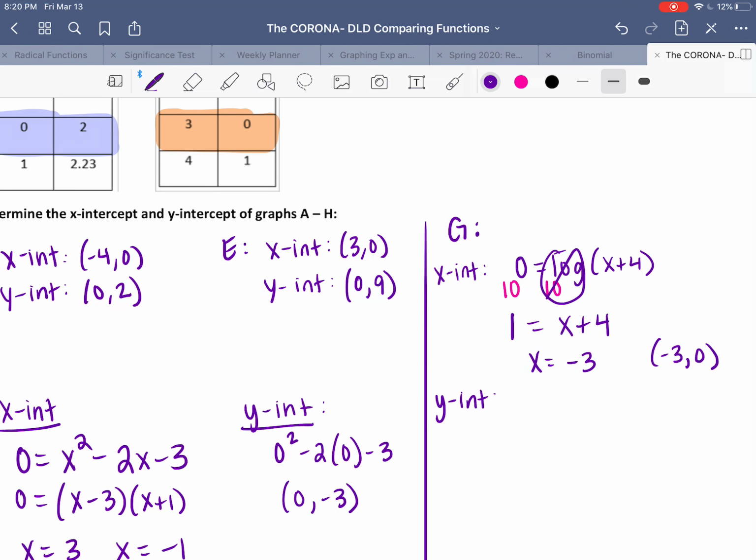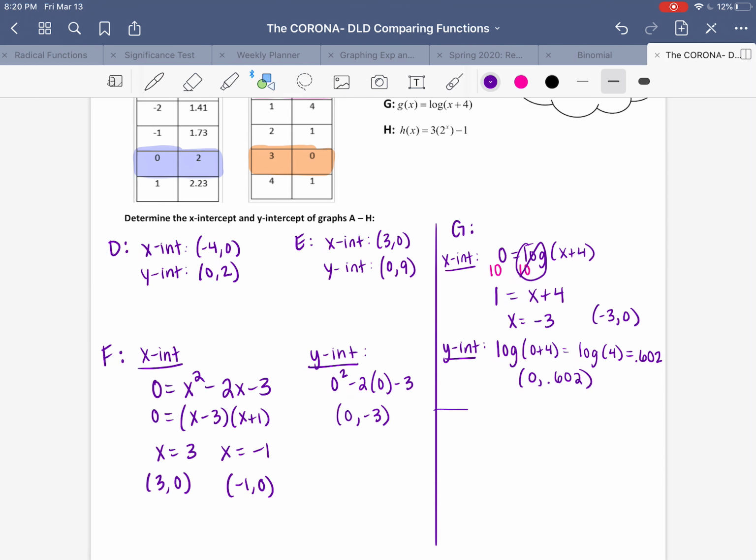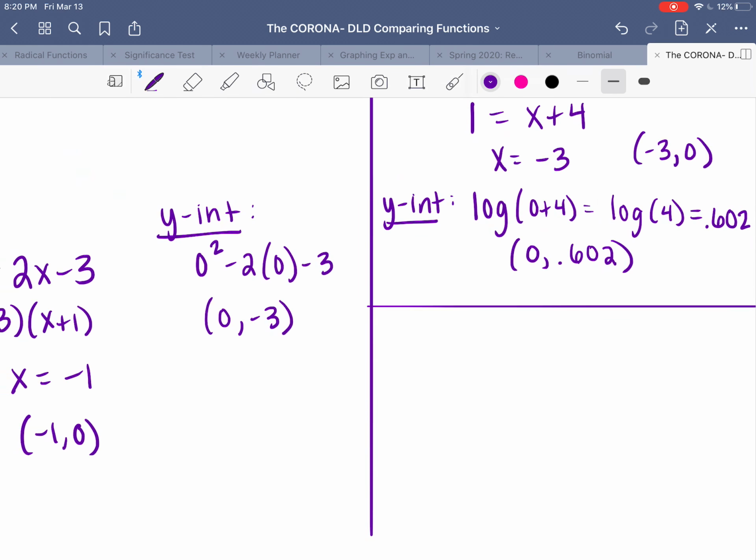Our y-intercept, we're going to plug in 0. So we're going to have log of (0 + 4), which we can type in our calculators. And when we do that, we're going to get 0.602. So our y-intercept is going to be (0, 0.602). And for our last one, for graph H, for our x-intercept, we're going to set our function equal to 0.